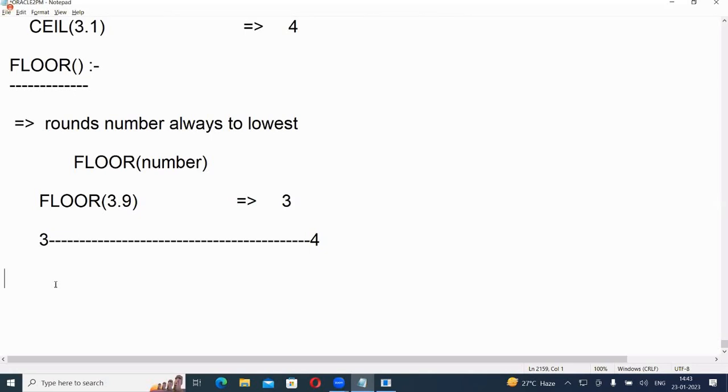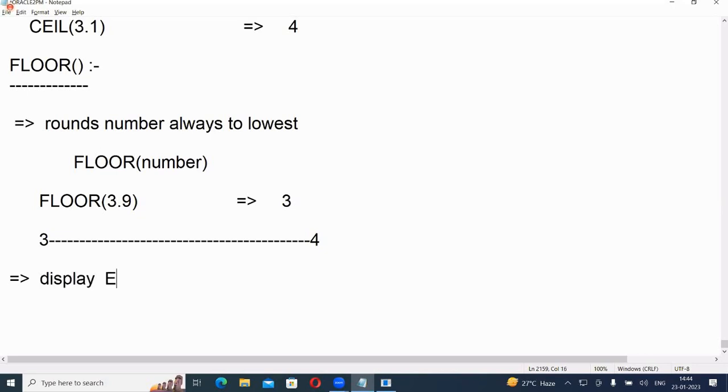If the user wants to round the number based on the average, below average or above average, then use the round function. If you always want to round the value to the lowest, then use the trunc function. If always he wants to round the number to the highest, then ceil. And if you want to round the number to the lowest, floor.